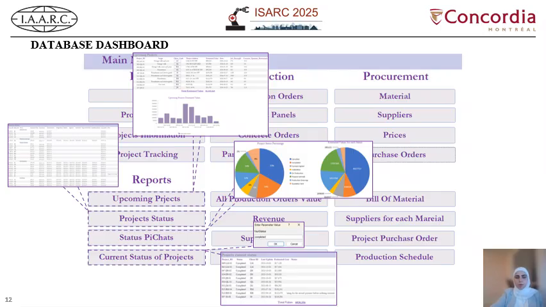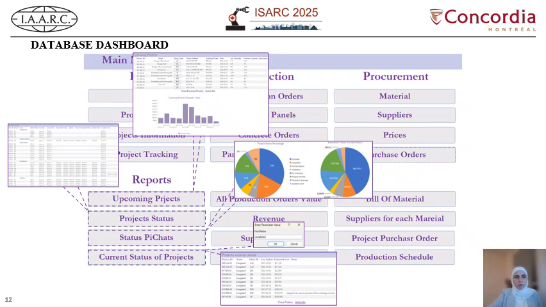Some of the most important reports the dashboard has are upcoming projects. When you run this query, it will generate a report that has all the future projects in the system with their estimated value and a bar chart that compares the revenue we got from each project. Next, the status pie chart shows the percentage and value of all projects in different production stages.